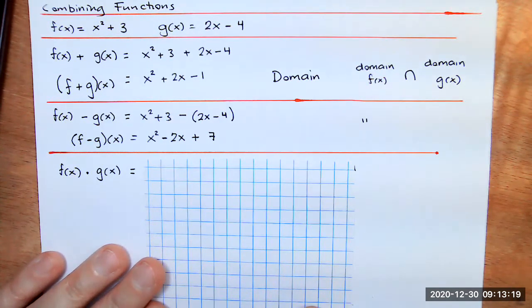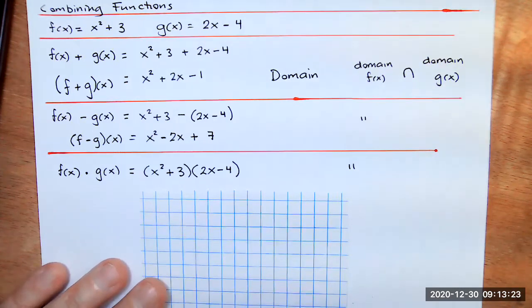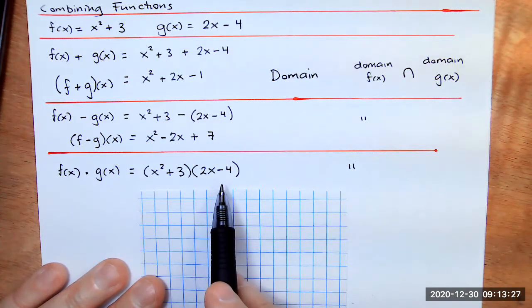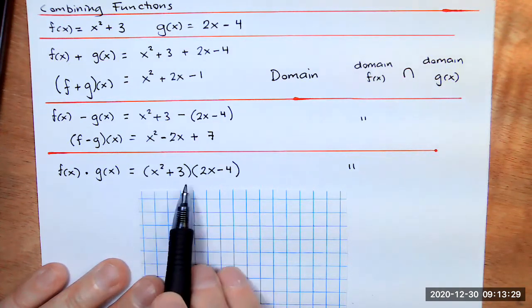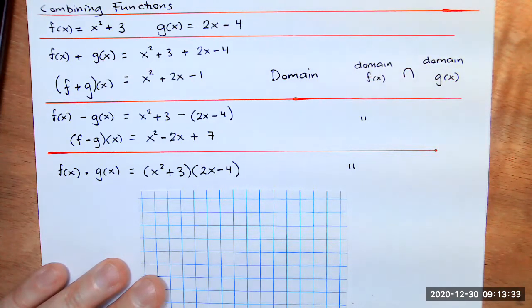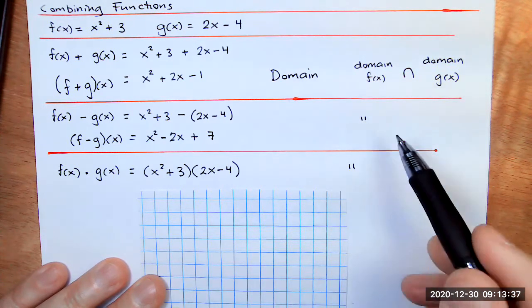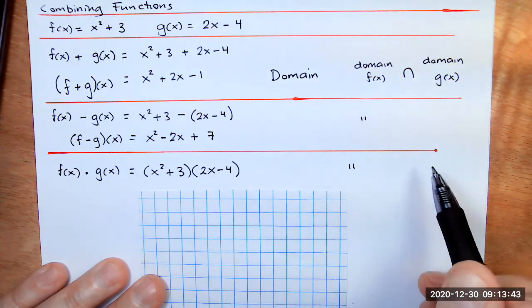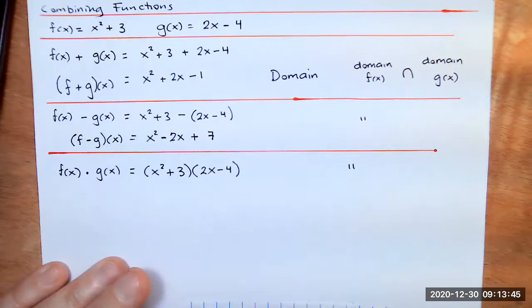So f of x times g of x is just what you would expect. You just multiply f of x and g of x. And I would go ahead and leave it that way because now it's in factored form and it's easier to tell what's going on with the function when it's factored. And again, the domain is the intersection of the domain of f and the domain of g. Let's try another.